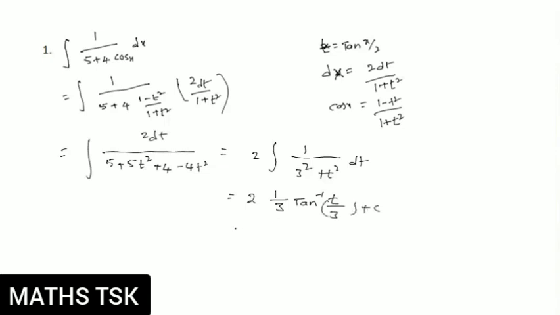So this is 2 by 3 into tan inverse of, what is the value of x? X is t, and t is equal to tan x by 2, by 3. Okay, t is equal to tan x by 2. Clear? Right.